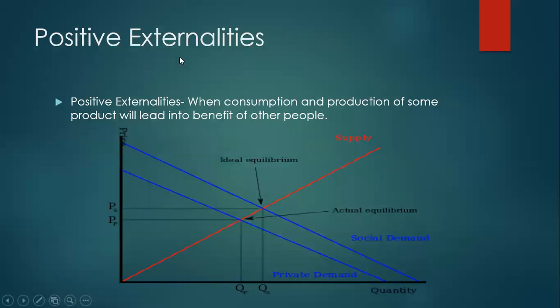Next topic is positive externalities. A positive externality is when the consumption or production of some product leads to a benefit for other people. Let's say, for example, there's a demand for a product, and this is the private demand. You can see it on the demand curve. P1 is the initial price of that product, and Q1 is the quantity. And this is the equilibrium point.